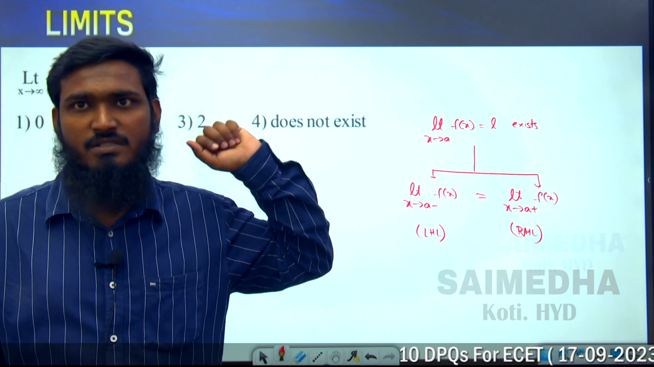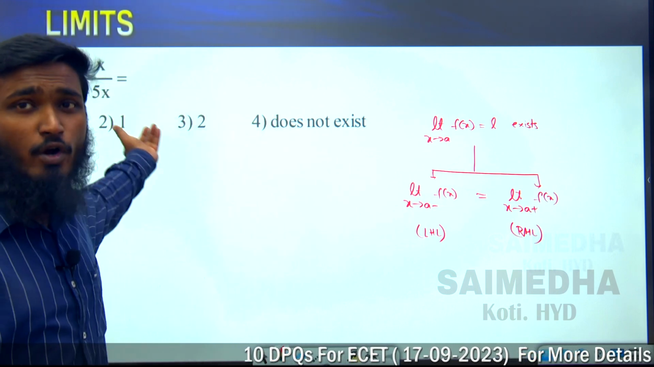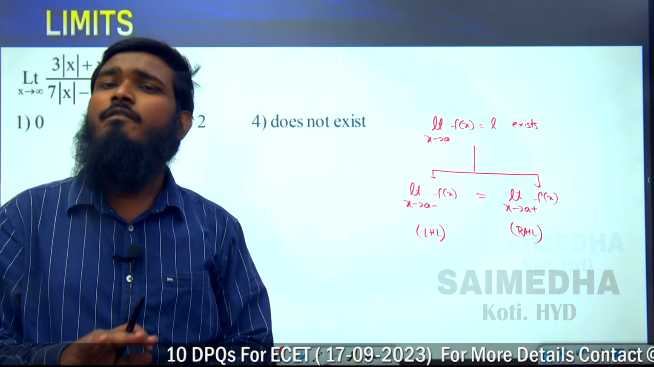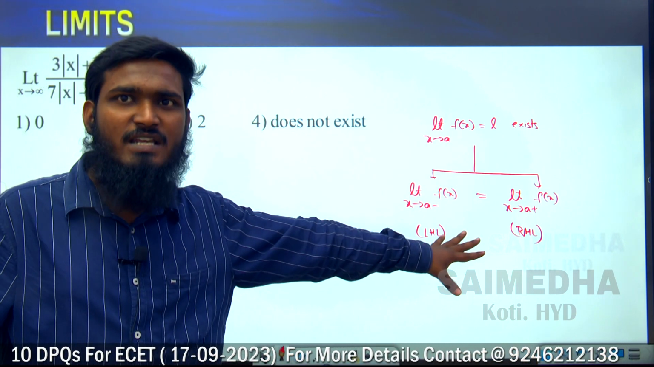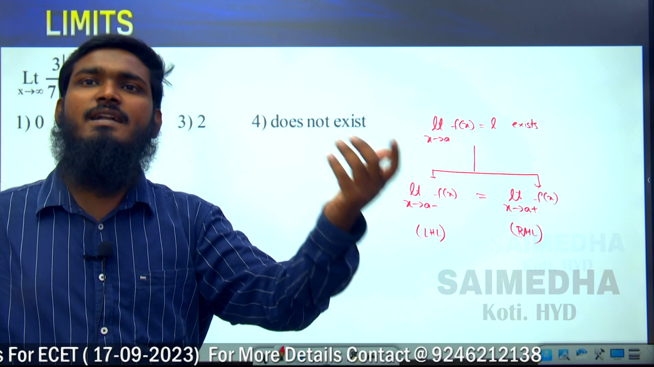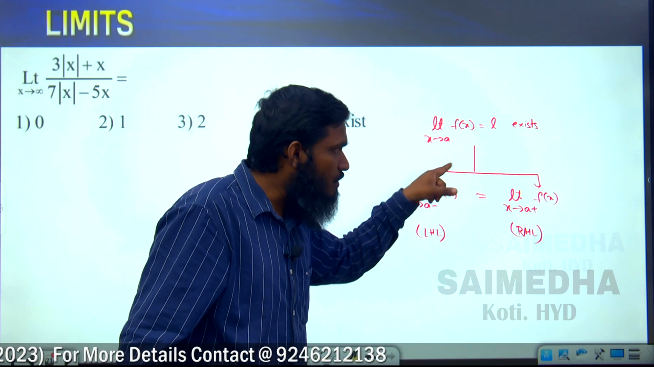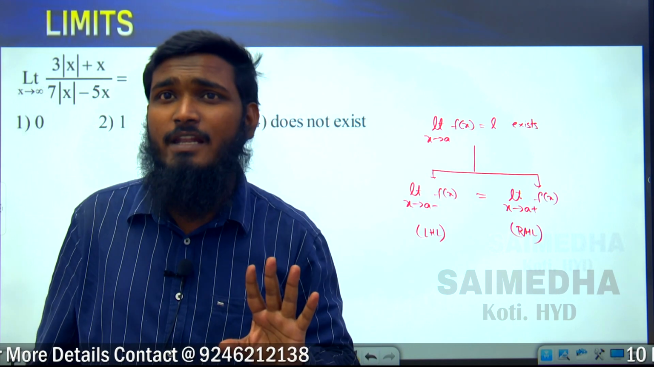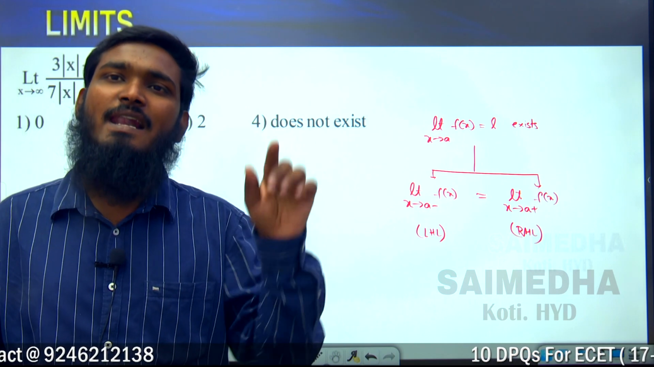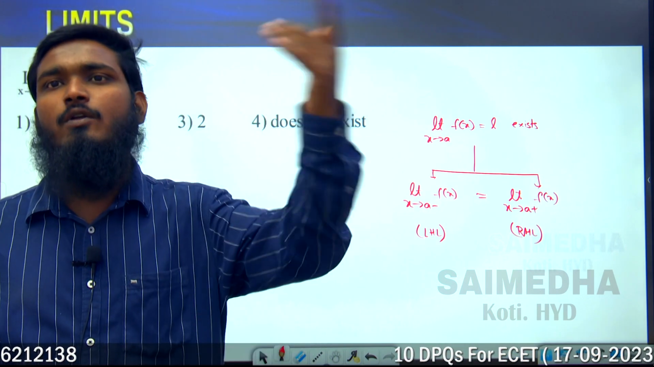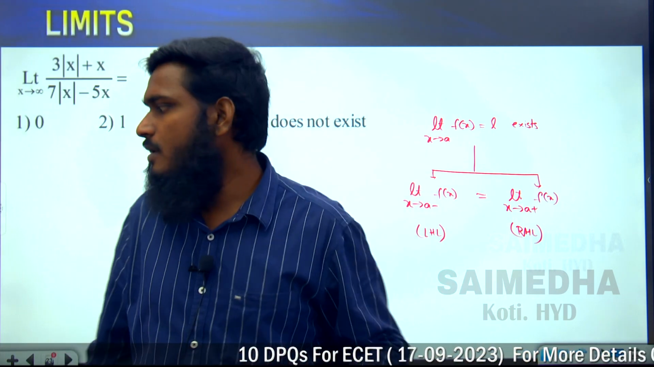Directly we are doing the questions, so those are important questions. But some of the questions will be like this, with modulus functions or step functions. We can't do them directly. Compulsorily we have to find the LHL value and the RHL value, then only can we say whether the limit exists or not. If LHL is not equal to RHL, then the limit does not exist. If LHL is equal to RHL, then the limit exists, and whatever answer we get will be the limit value. Understood?